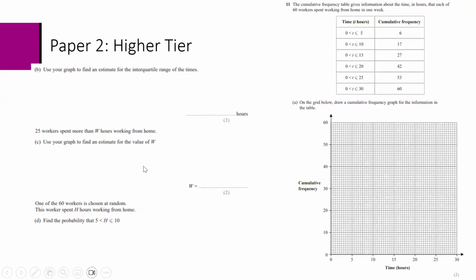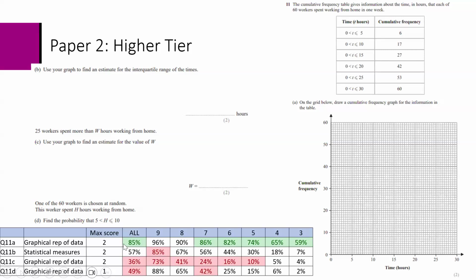So here's the grade statistics, and I think this is really positive. 85% of students scored 85% of the marks on drawing the actual cumulative frequency graph. It was a slightly problematic question. It was in the bottom 10 questions for your grade 9 students in terms of estimate for the interquartile range. So there's that interquartile range again for your high tier students. So we're on continuous data this time around.